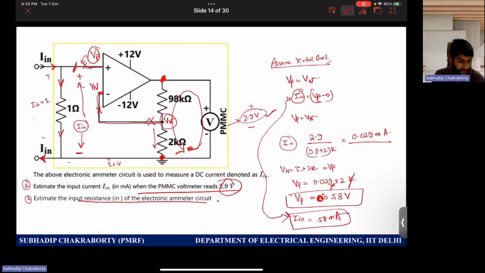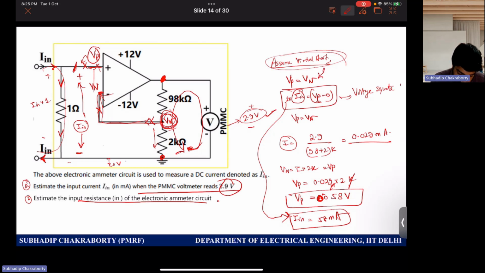I hope you understand what is going on. It is just application of virtual short and determination of Vn, from which you know Vp because they are all the same, and this is nothing but In times 1. So voltage equalization will give us this relation, and from this virtual short we equate the two and get this one. We find the current through the meter reading, and then from that we determine Vn, and from Vn we can determine obviously In, and the current we can write just by applying Ohm's law.